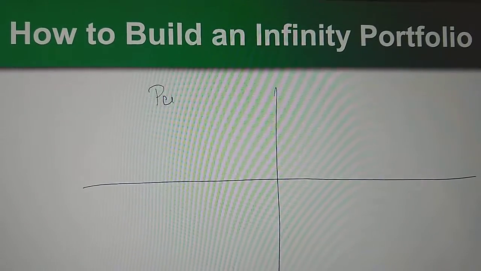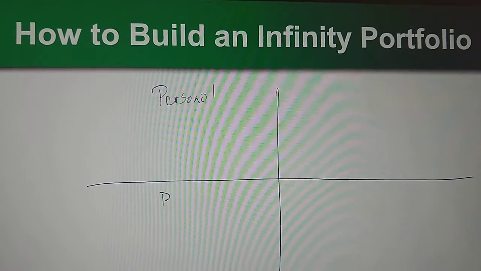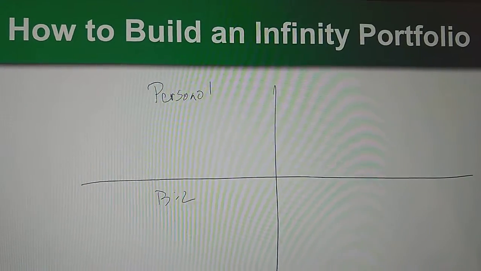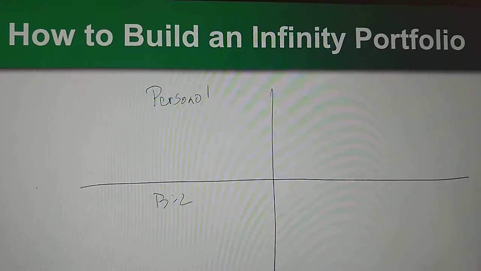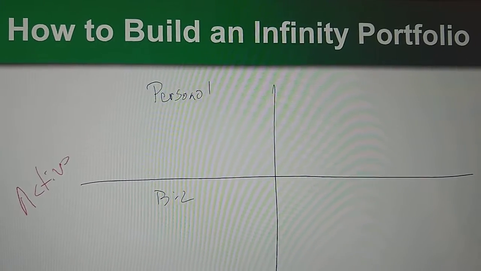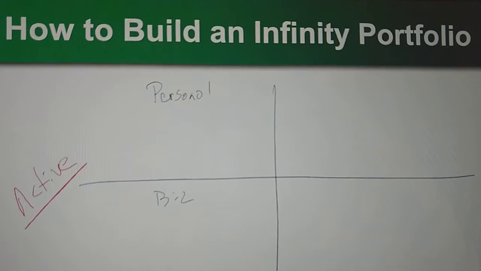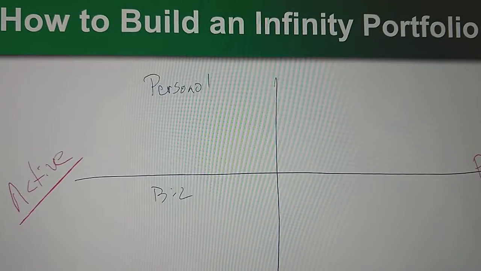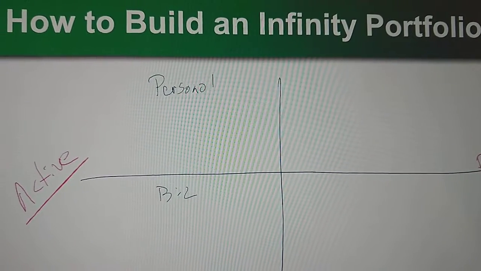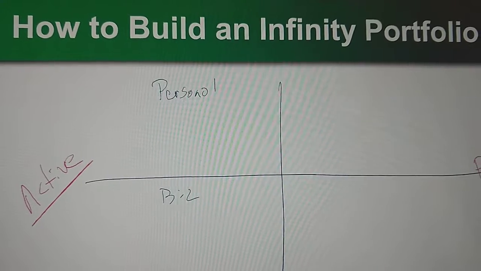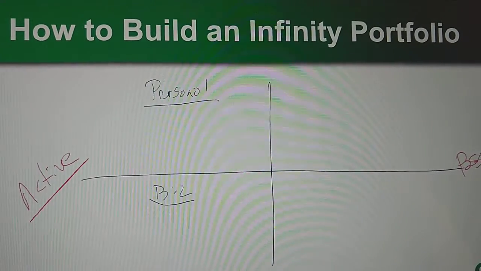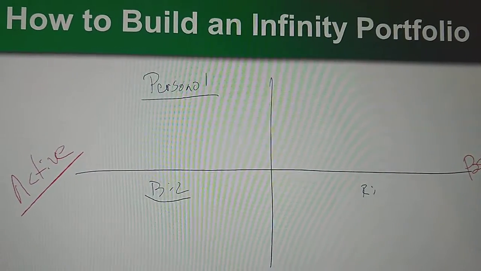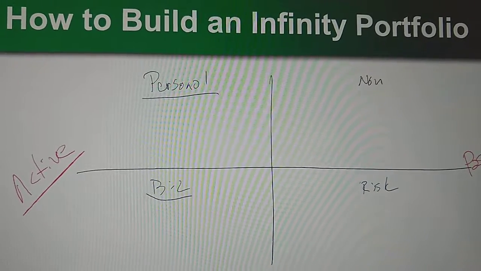Generally speaking, we look at personal and business on one side, and I'm going to put this in a different color so you kind of see it. I would say that this is the active side. And this is the passive side. So we would take somebody, we would look at their estate, and we break down their personal assets from their business assets, their risk assets from their non-risk assets.